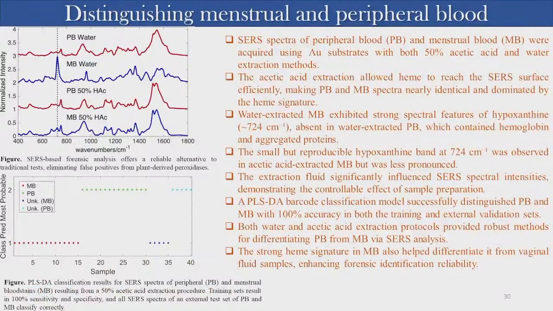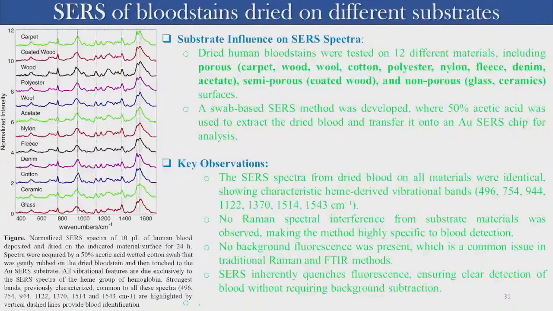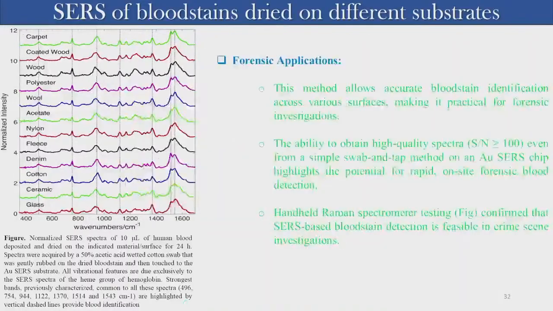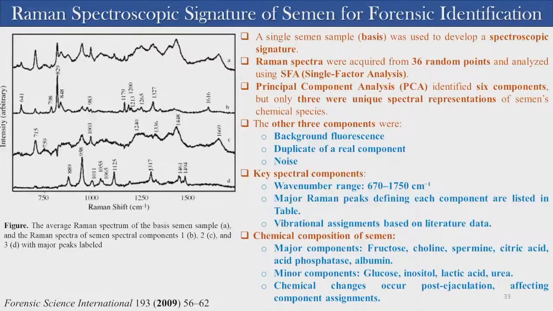So this is distinguishing menstrual and peripheral blood. I have told you about this one. They have studied this on different substrates, so if the blood is on carpet or wood or polyester, imagine so many studies are there for this purpose, and only then can one use it for real field analysis. So this is for the semen analysis.